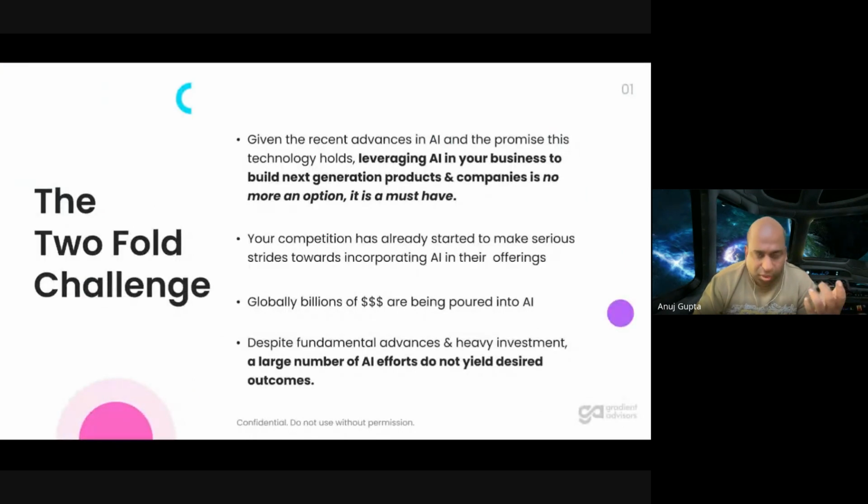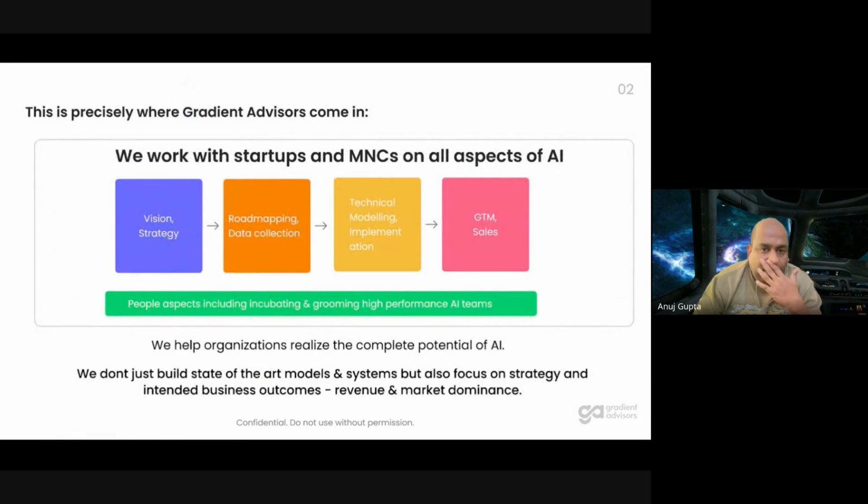AI's full potential. Like I said, today there is a twofold challenge. If you are not doing AI, there is a great risk. If you are not doing AI right, there is a greater risk. We've already seen there are businesses that have gone down overnight because of the way AI has moved, especially in the last couple of years, right? So it is important to do an AI that will lead to business outcomes and not just model metrics, right? So this is precisely what Gradient Advisors does.